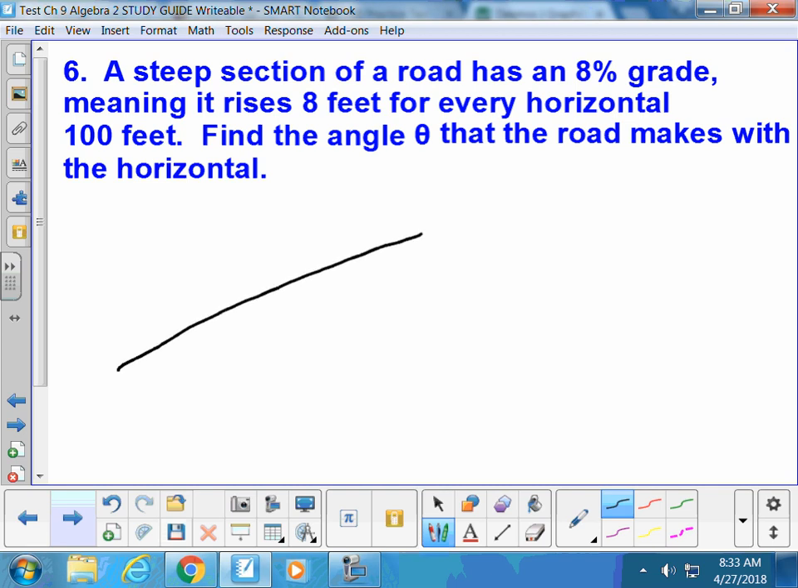So this is my road. It's not too steep. The picture is probably even steeper than it actually is. But an 8% grade means it's going to rise 8 feet vertically for every 100 feet it travels horizontally. Okay, so hopefully that makes sense to you how I have my picture. We want to find theta, which is the angle that the road makes with horizontal.